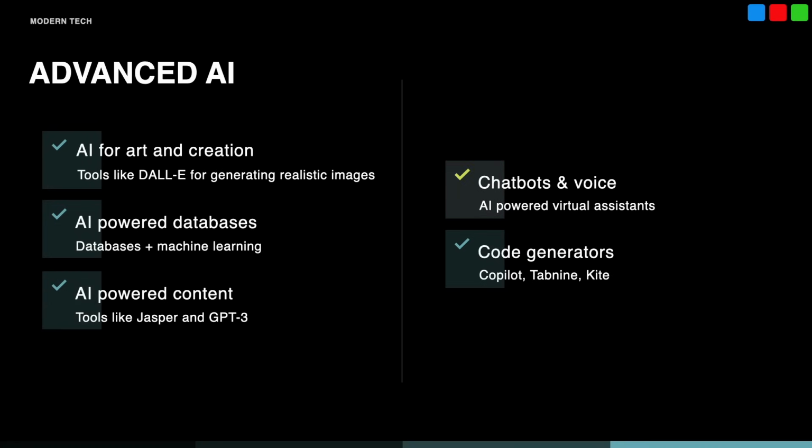Chatbots are huge, obviously. There's even chatbots for customer support, for mental health, acting as counselors. So I think that creating chatbots is going to be pretty common for developers. Then, of course, we have code generators, so GitHub Copilot. There's also Tabnine, Kite. There's a bunch of others as well.